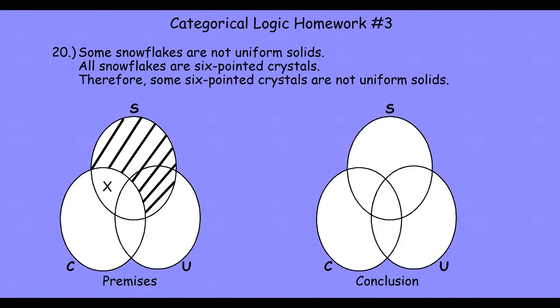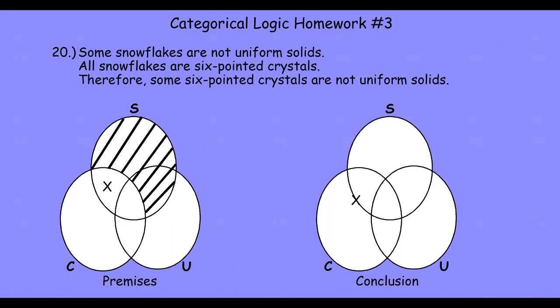But the conclusion doesn't require that. It says as long as you're not a uniform solid, but you are somewhere else in our six-pointed crystal circle, either here or here, then I'm fine. So if we put it up here, that's more information than has to be the case in order for the conclusion to be true. So whenever we have more than one area like this, then we want to put our X on the line between those areas.